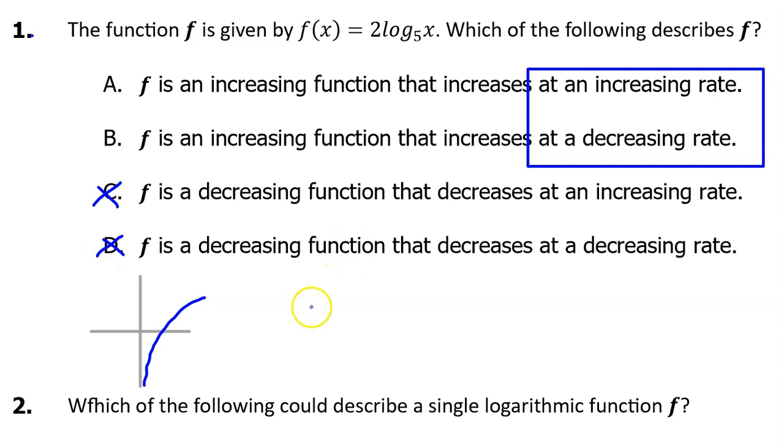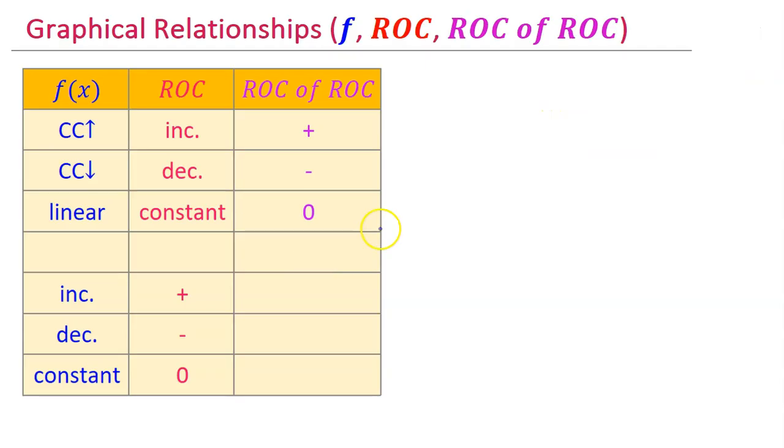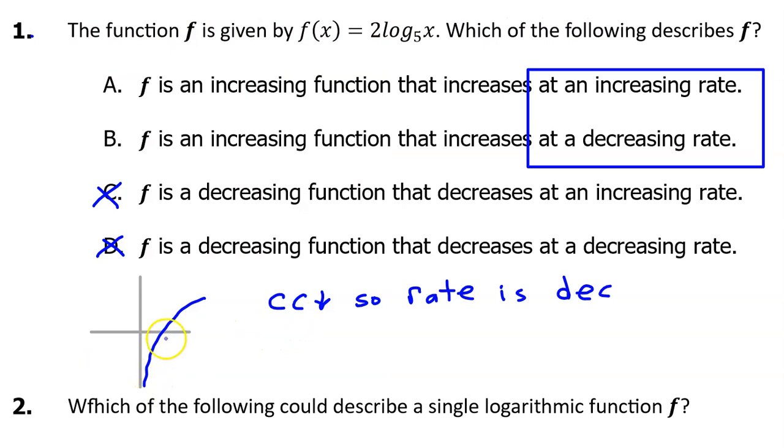I'm going to give you 2 different ways to decide whether the rate is increasing or decreasing. I would love for you to memorize this chart showing the graphical relationships between f of x, the rate of change of x, and the rate of change of the rate of change. The part that is relevant to this problem is the fact that if the original curve is concave up, then the rate of change is increasing. If the curve is concave down, then the rate of change is decreasing. F of x is concave down, so the rate is decreasing. That's how we know that the answer is B.